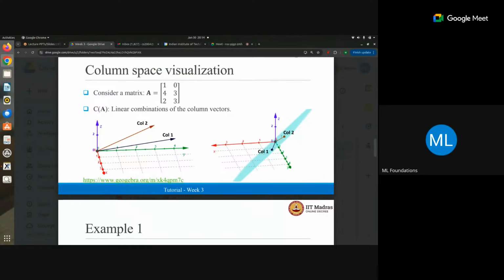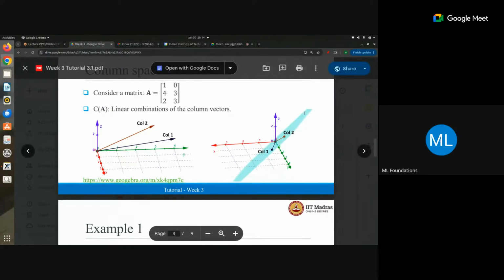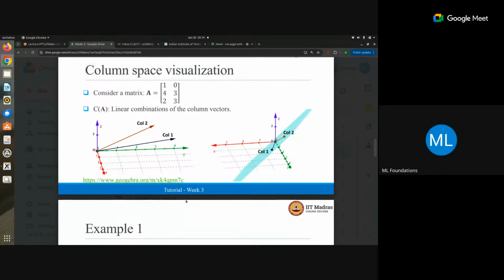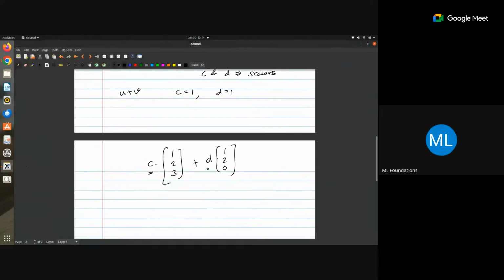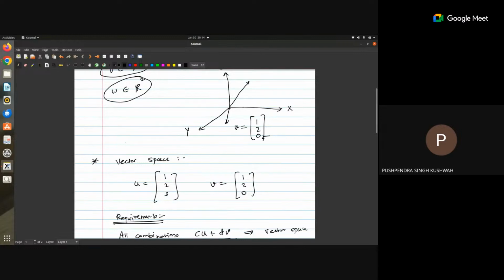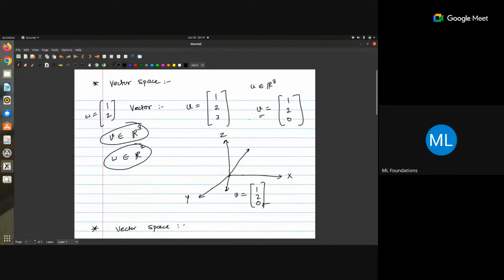Here in the right hand side, you can see this highlighted portion. That is your vector space, right? This is a plane. This will form a plane, right? All the vectors which are present in that plane are in the vector space of these two vectors, U and V.